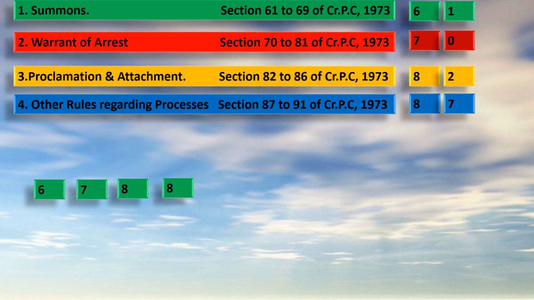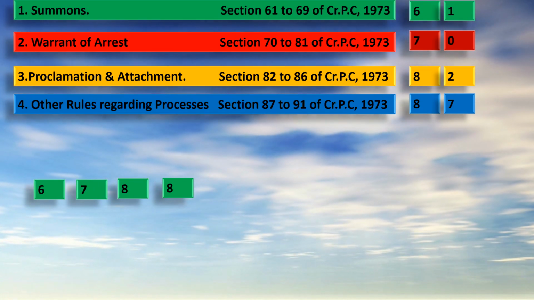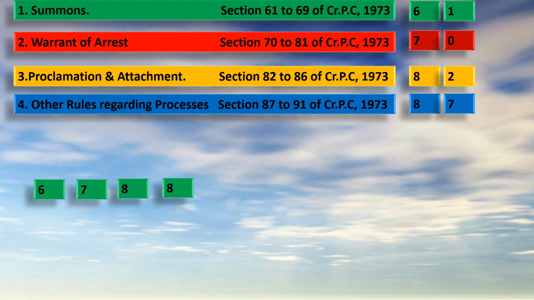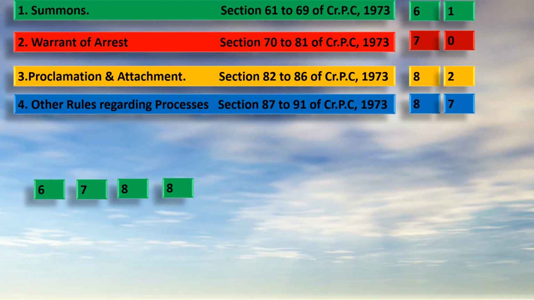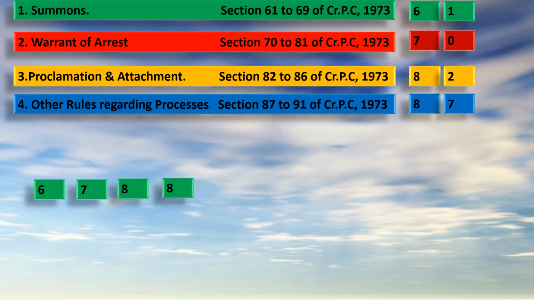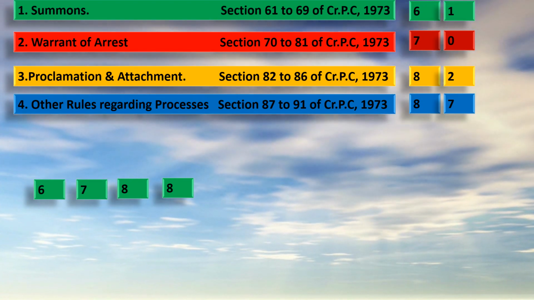61, the summons begin with. 70, the warrant of arrest begins with. Proclamation of attachment begins with 82. And other rules regarding processes begin with 87. Now we start in reverse order.